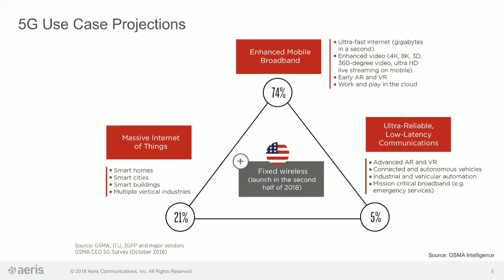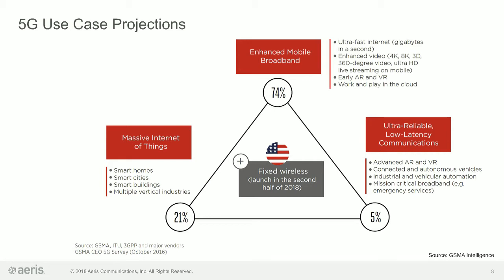What are the kinds of 5G use case predictions that have been identified? The estimate by the GSMA is that 74%, about 3/4 of it, will be because people need high performance. They want an ultra-fast internet capability, gigabits per second. They want to be able to send enhanced video on a wireless channel. And then augmented reality and virtual reality applications will become a fairly significant use for 5G technologies.